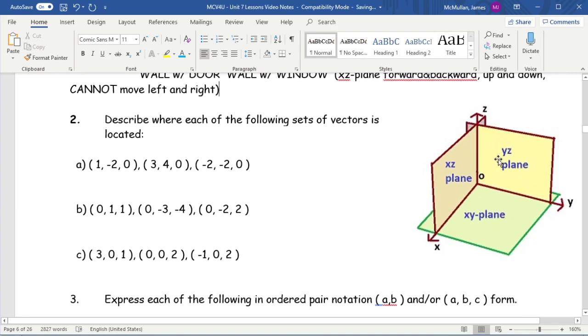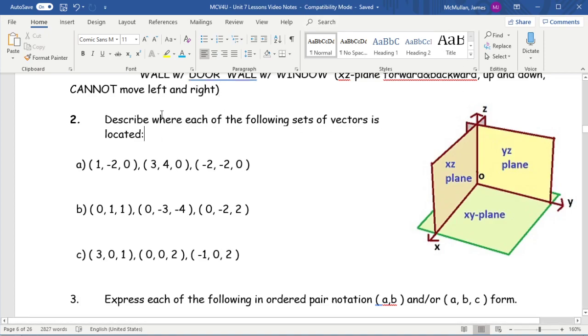It's like a surface, and the easiest way to think of a surface is like the wall of a room. I would be on the wall of the room where the smartboard is if I moved up and down or left and right. But if I moved forward or backward, I would leave that plane. Right, I would no longer be on that plane.